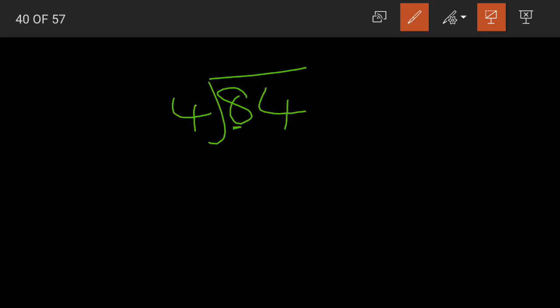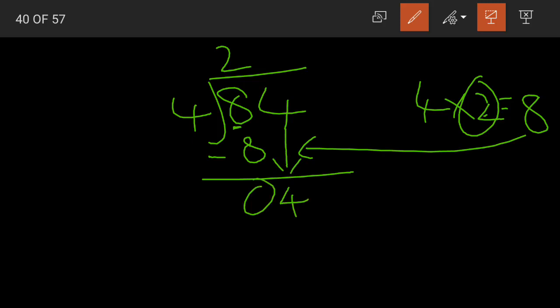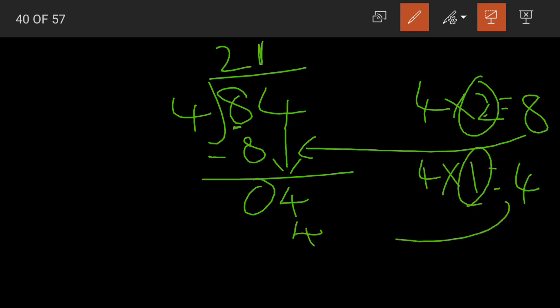So how to divide? First taking 8, we know that 4 twos are 8. So this 2 becomes our quotient, 8 will be written here. Next step would be to subtract. 8 minus 8 becomes 0, bringing the ones digit down, that is 4. Now we know that 4 ones are 4. So the 1 will be written in the quotient. This 4 will be written here.